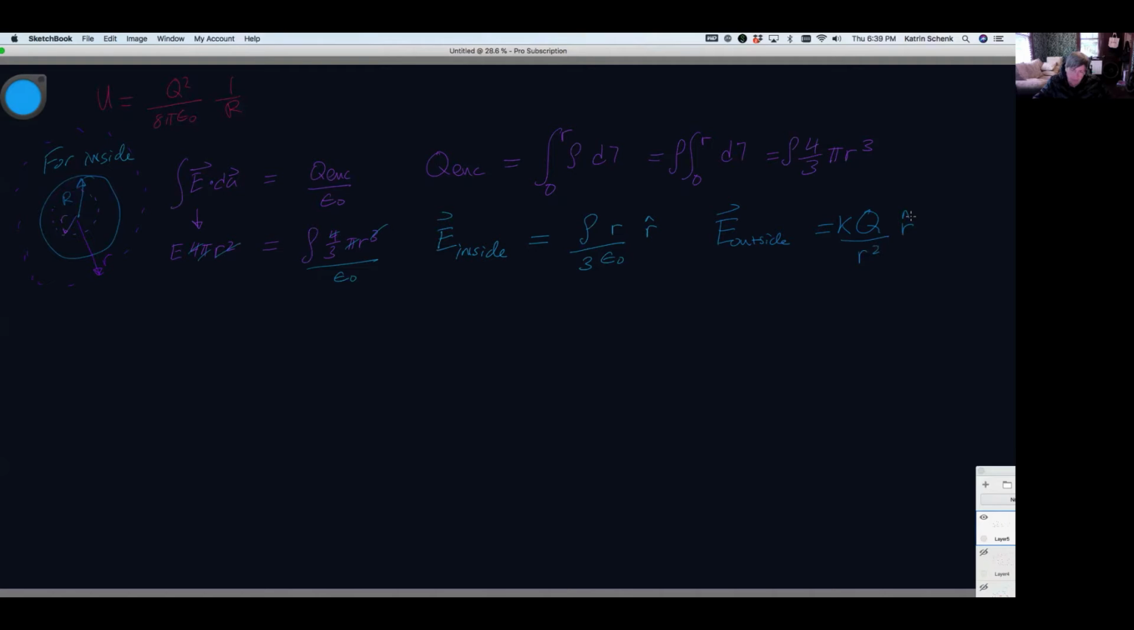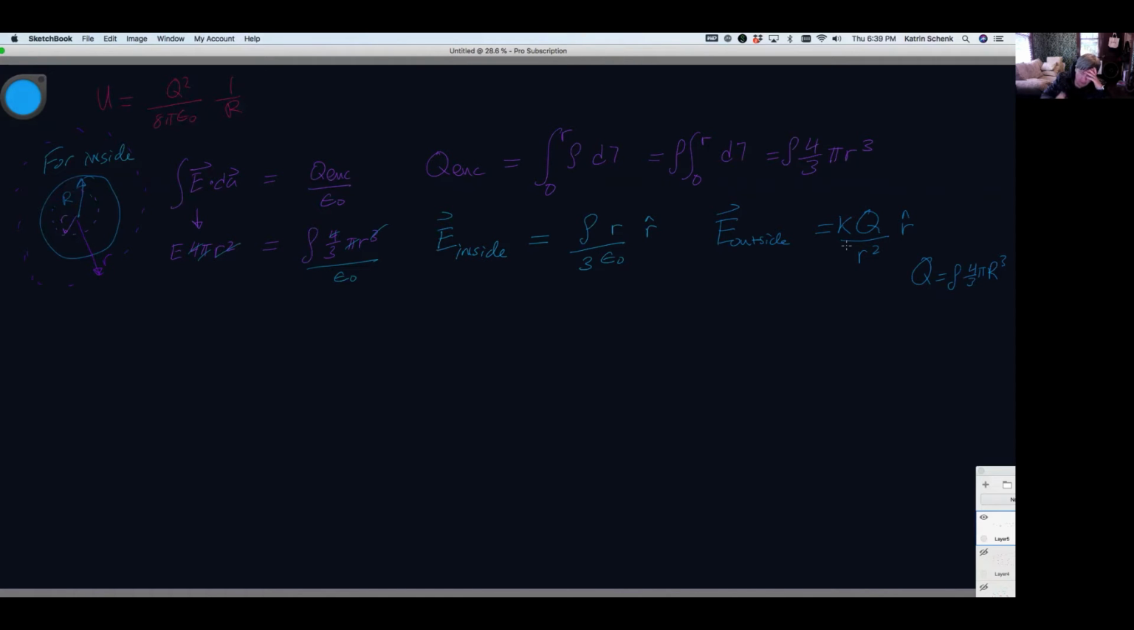Really simple. Prove it to yourself if you don't believe me. Go through the whole Gauss's law thing. Fine, but I am going to replace this Q with what I know. I know that the total Q is rho times 4/3 pi r cubed. So I can replace that because I'm going to need to add things together anyway. Okay, so now I need to do my integral.